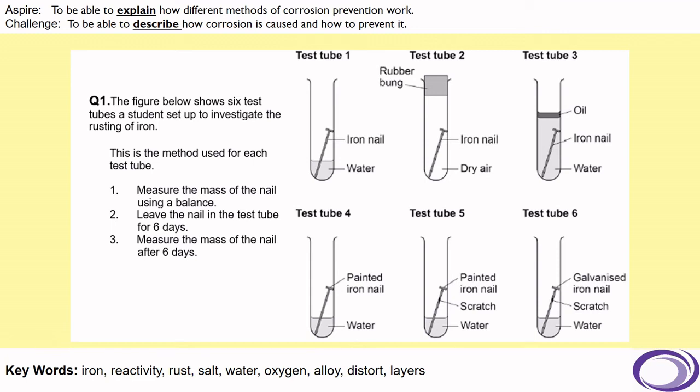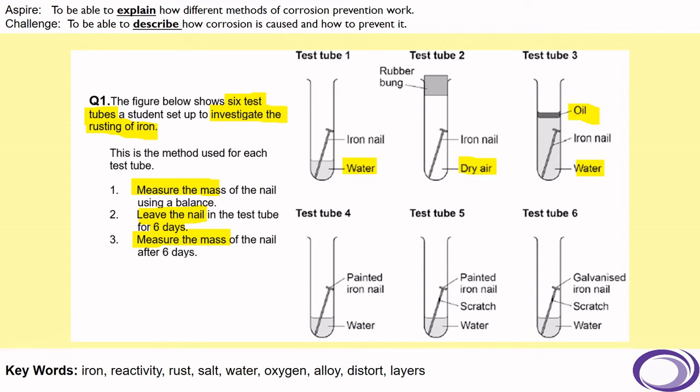The figure shows 6 test tubes a student set up to investigate the rusting of iron. This is the method that they used for each test tube. So they measured the mass of the nail using the balance. They left the nail in the test tube for 6 days, and then they measured the mass of the nail after 6 days. Remember that if the iron nail rusts, that would increase the mass because it's reacting with its surroundings. So we've got 6 test tubes.